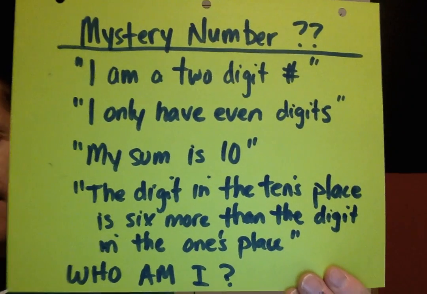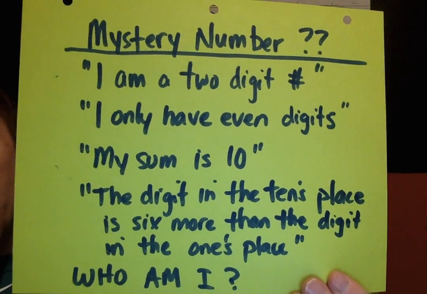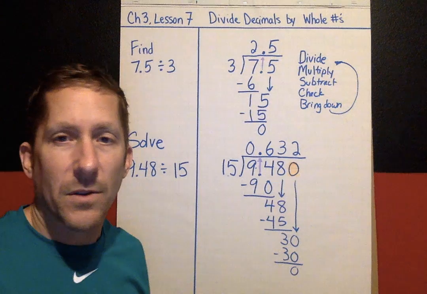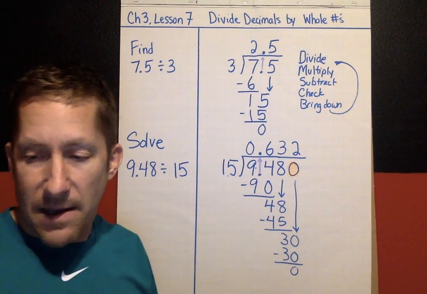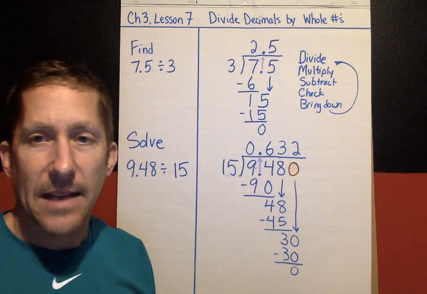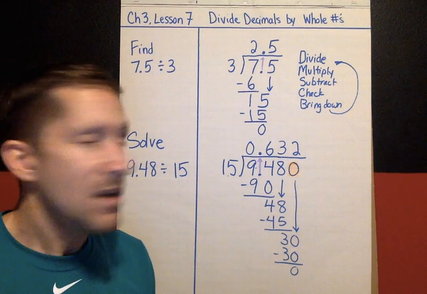Again, you can back it up, listen to the clues again, but the mystery number has to meet all those clues. If you have that ready on the next lesson, you could win the mystery treasure.